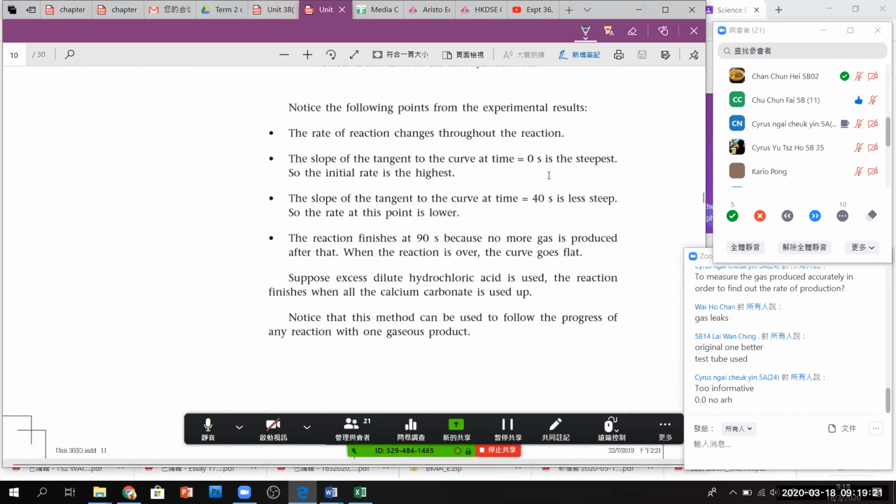So what are they? First of all, the slope of the tangent at time equal to 0 is steepest, which means the initial rate is the highest, and the reaction rate drops, decreases until it becomes 0. The curve goes flat. The question is why?